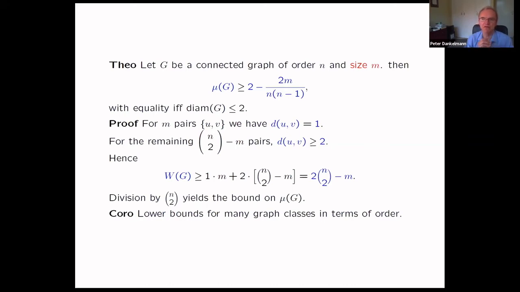Let's take, for example, trees. In trees, we know that the size will always be n minus 1 if we have n vertices. So that will give us immediately a lower bound on the average distance of a tree in terms of the number of vertices. And this bound turns out to be sharp, actually.